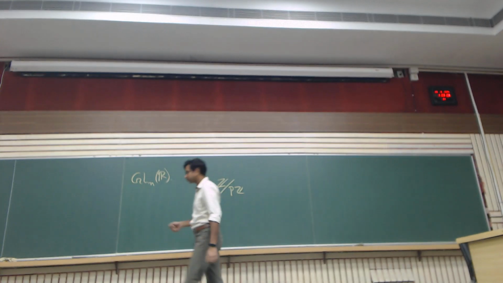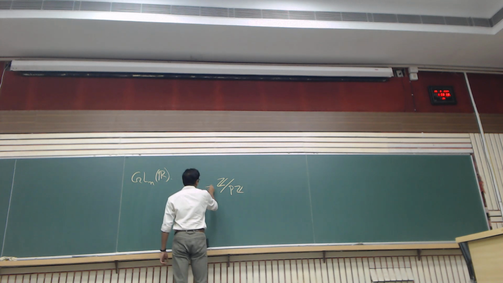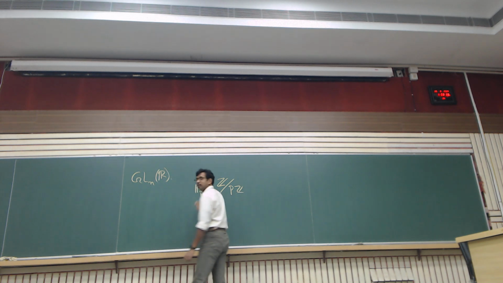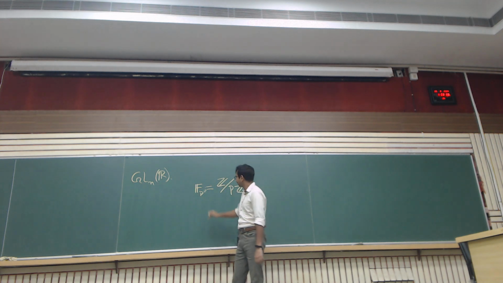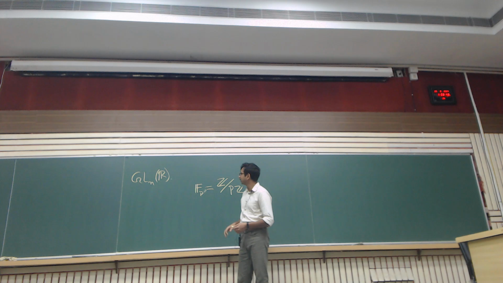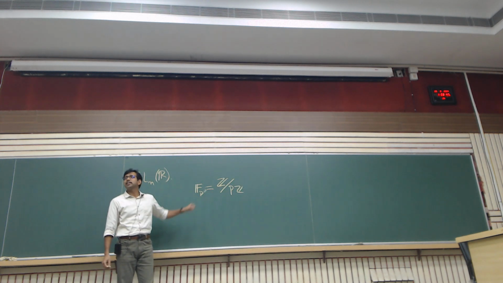Wonderful. And we have a shorthand notation for this. That is, we write this as F_p. Okay. So take this notation: F_p is Z mod pZ. And how many elements are there in F_p?